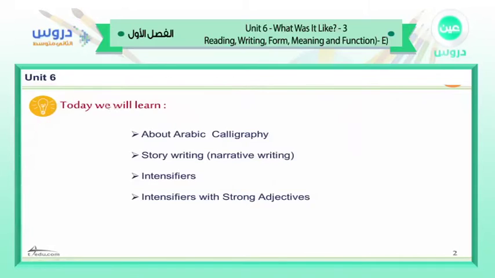The first thing, today we will learn, number 1, about Arabic calligraphy. Number 2, story writing. How can you write a story? Sometimes we call it narrative writing, which means how can you write a story or something that happened in details by the time sequence. The third thing, intensifiers. And the fourth thing, intensifiers with strong adjectives.